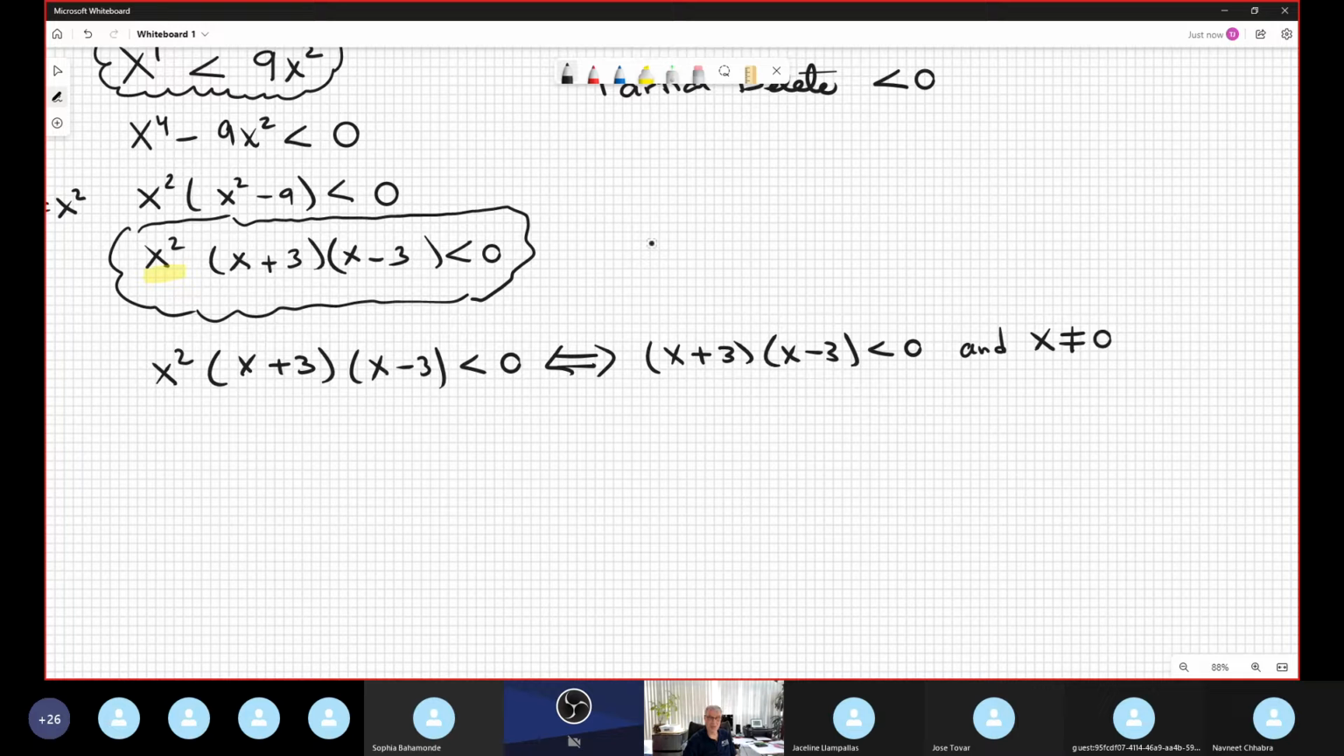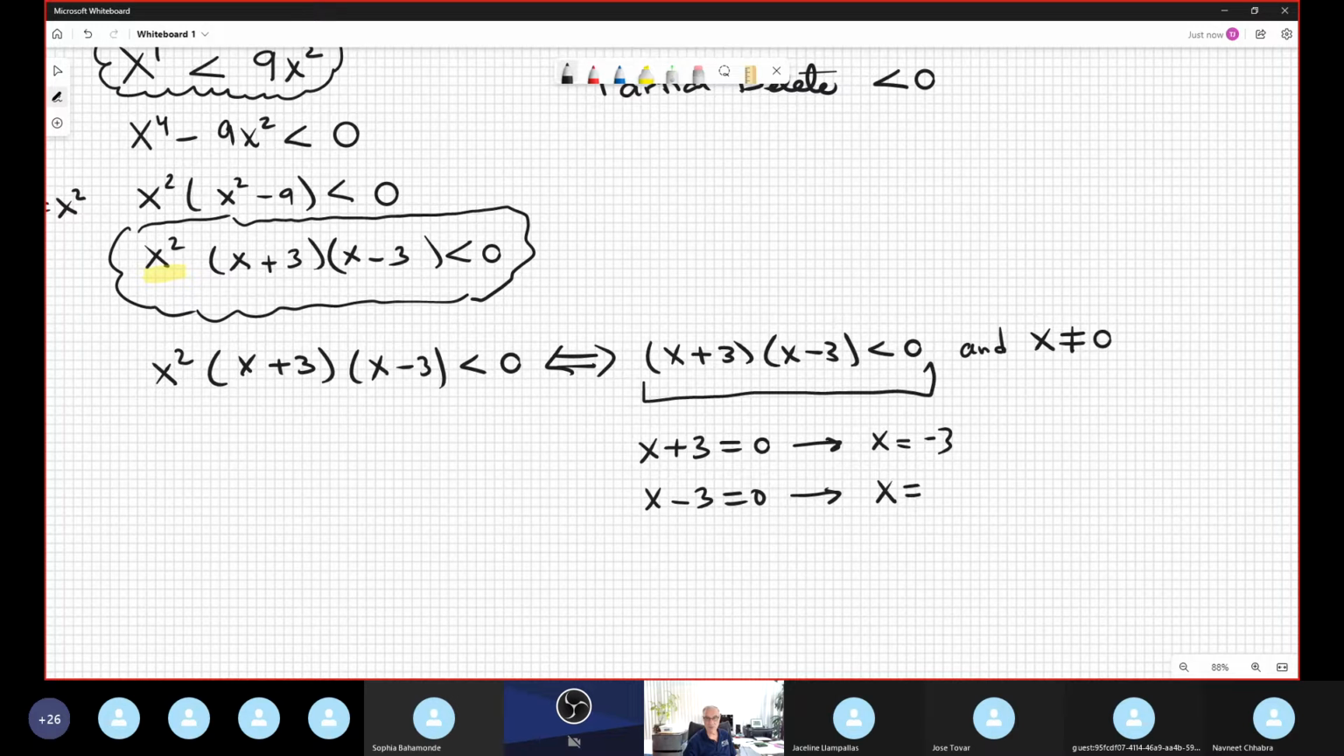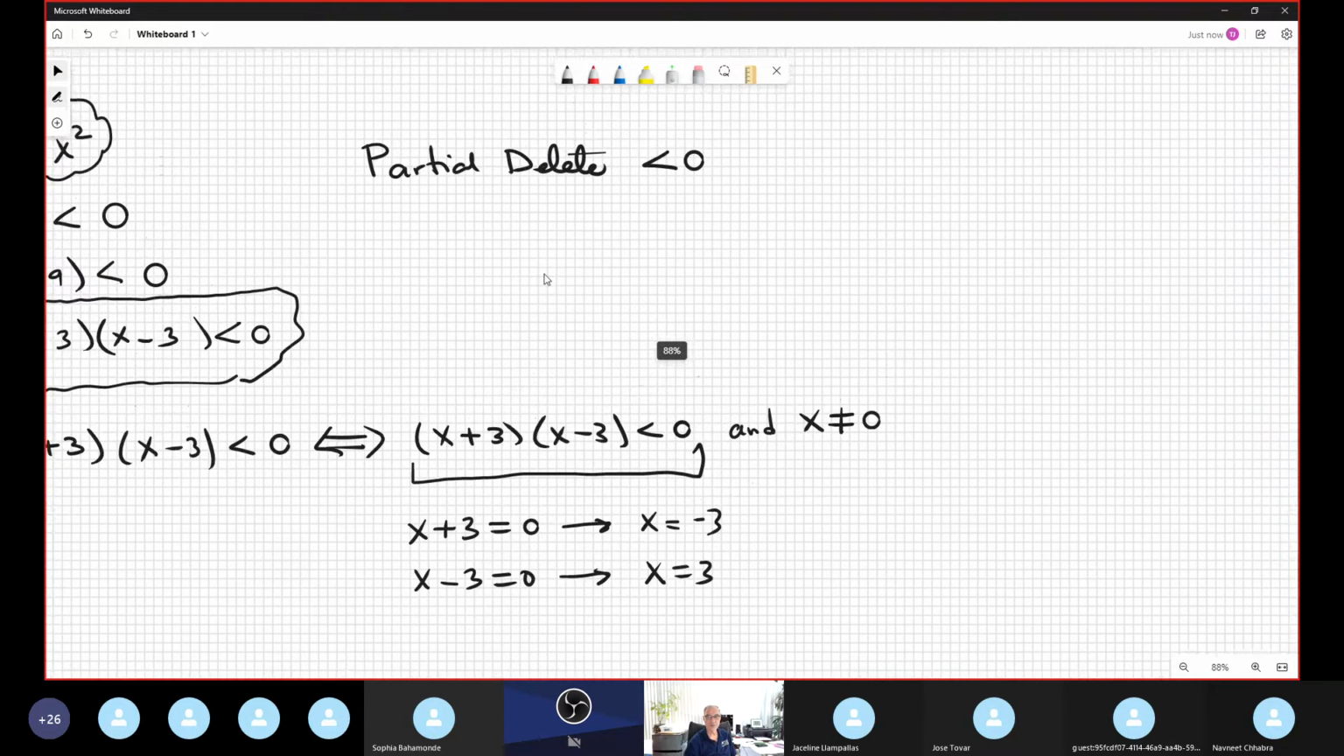Okay, now you find the critical values, and the critical values of that part at least are x plus 3 equals 0, and x minus 3 equals 0. The solution is negative 3, and the solution is positive 3. Okay, ready. So now I do the partition. Let me erase that part.